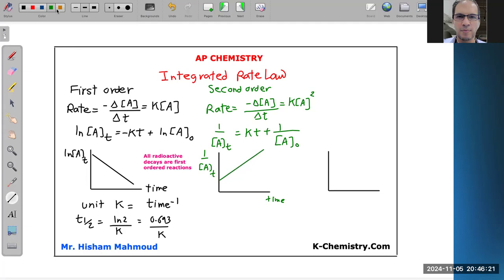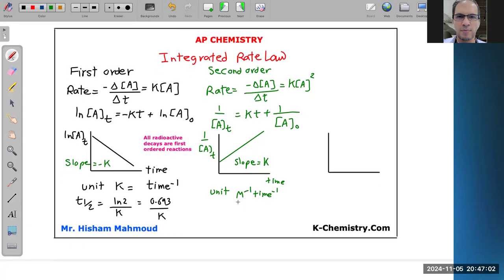And the slope, of course, don't forget the slope. How to find k? The slope was equal to negative k, and here the slope equals k directly. If you want to find k, you just find the slope, which is the change in y divided by the change in t. What is the unit? The unit for the second order is molar minus 1, which is mol per decimeter cubed, divided by time, which is time minus 1.